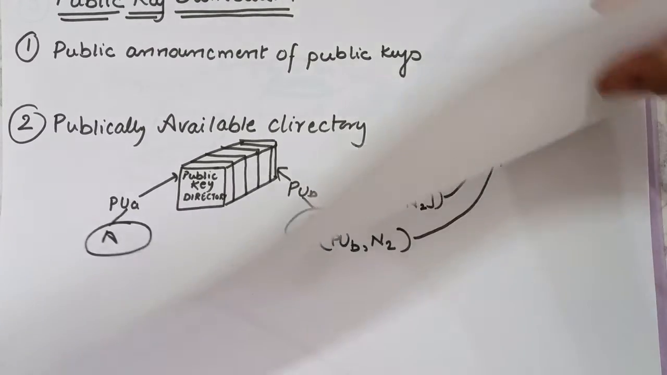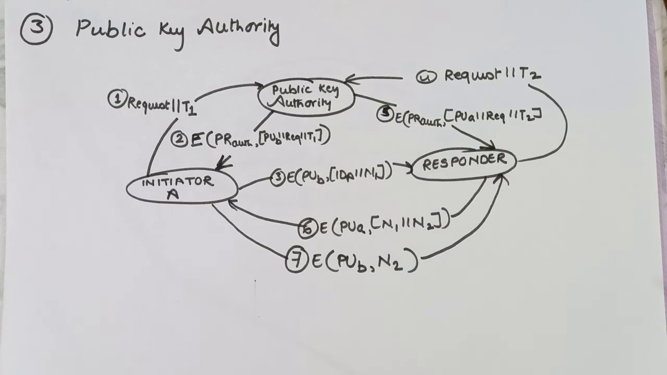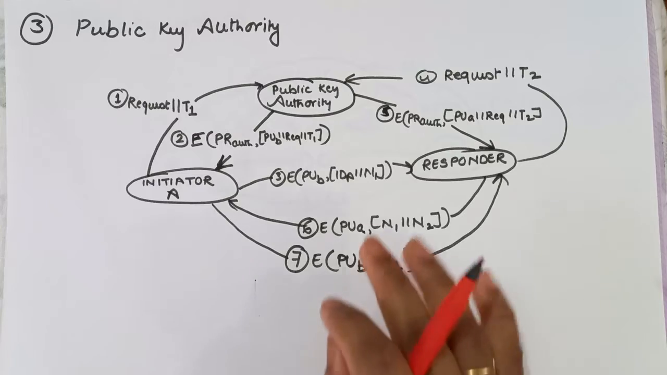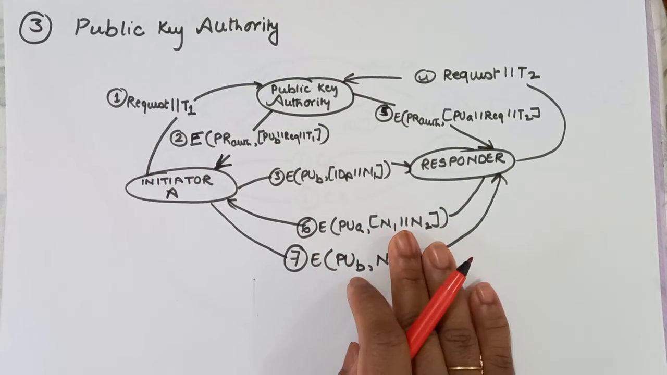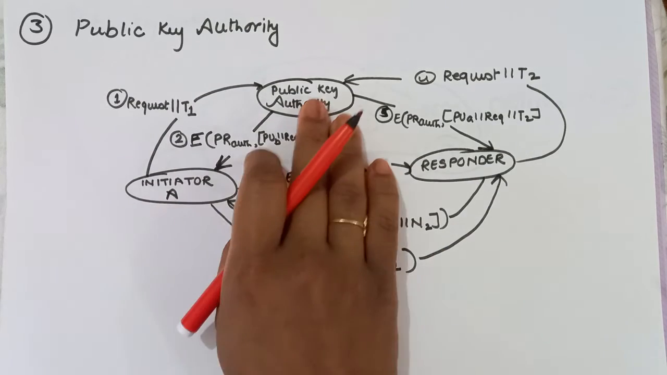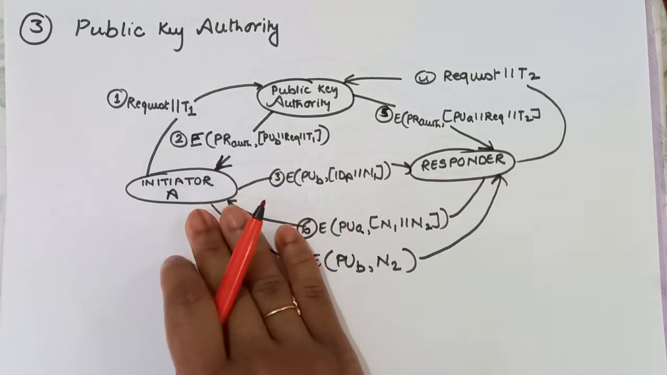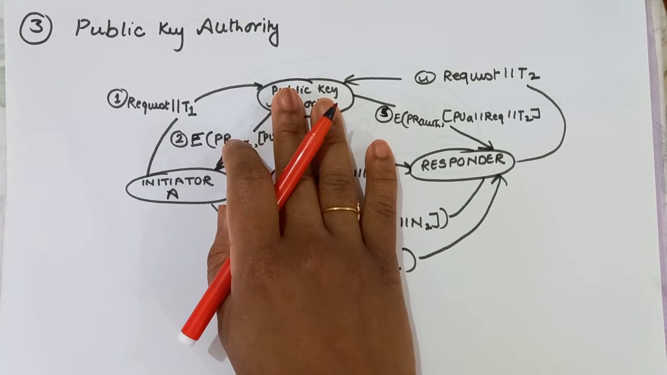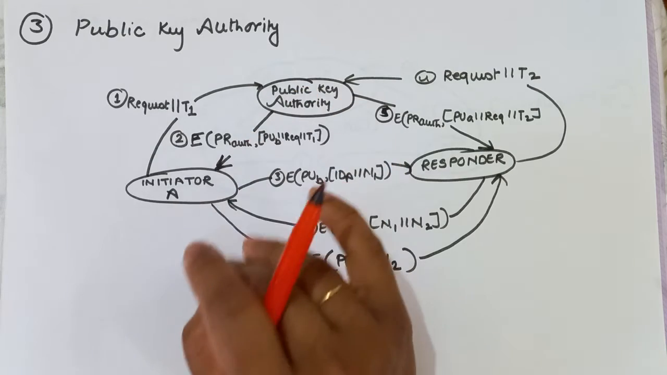Coming to the third method, the public key authority. This method provides stronger security than the previous one, the public key directory. By this diagram we will try to understand what we are doing here. There's a public key authority, and there's a sender or initiator and a receiver or responder. All these parties will register their public keys with the public key authority and then communicate. Let us see how this is done.